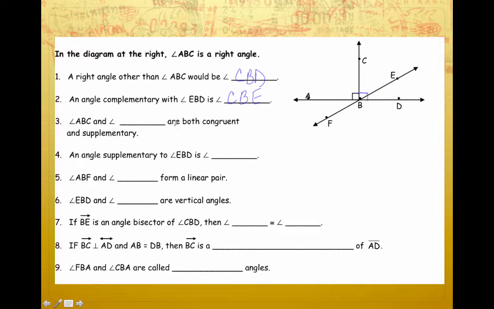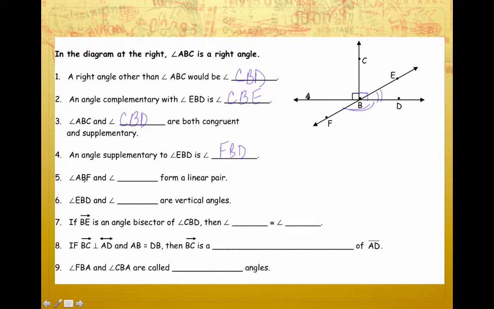Angle ABC and blank are both congruent and supplementary. ABC and CBD are congruent because they're the same measure, and they're supplementary because they're each 90, so they add up to 180. So this is CBD again. An angle supplementary, so adding up to 180, of EBD is this one here, because they make a linear pair. So those two have to add up to 180.